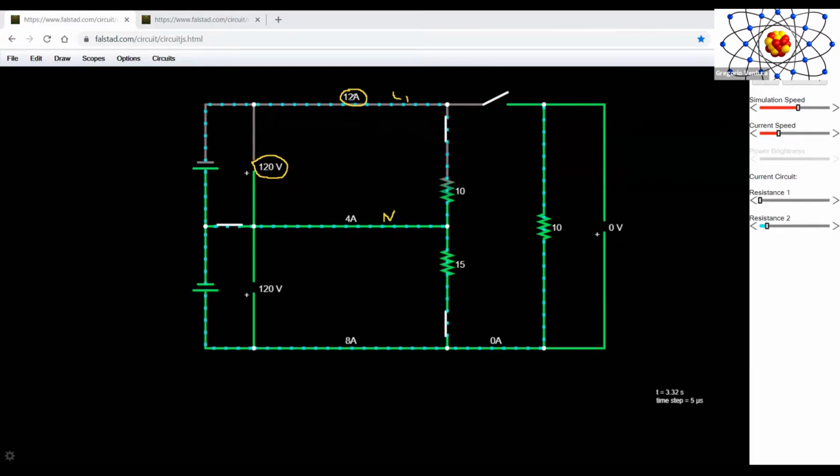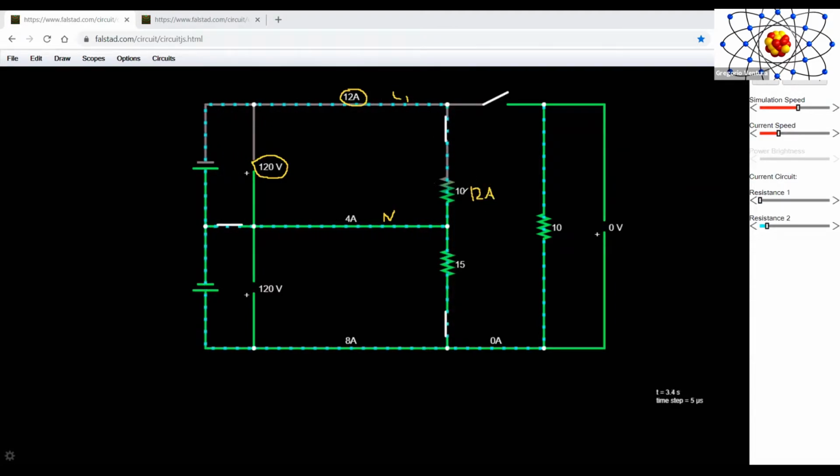Now that we can see that we have 12 amps flowing through the circuit, and we have 8 amps flowing through that resistor here, the amount of current that is going to flow through the neutral is going to be the unbalanced load, which in other words is going to be our 12 minus 8. So we have 12 amps here. How do we know that?